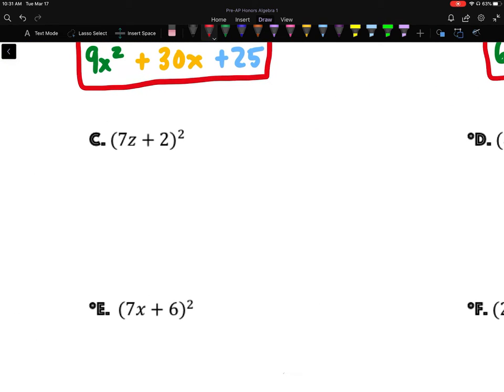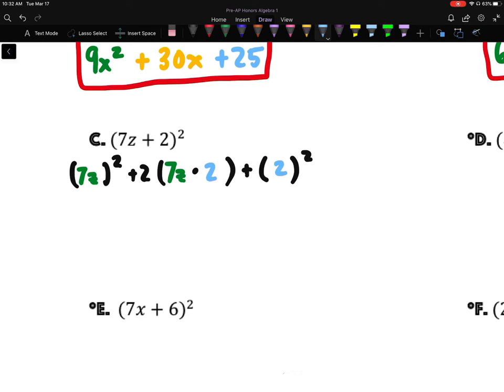Okay. One more together. So again, how we set it up, parentheses squared plus 2 parentheses, don't forget to leave yourself some space because you're performing multiplication, plus parentheses squared. So in the first part, 7z and 7z. In the second part, we have 2 and 2. So 7z times 7z is 49z squared. 7z times 2 is 14z. If I double that, that becomes 28z. And then here at the end, 2 times 2 is 4.